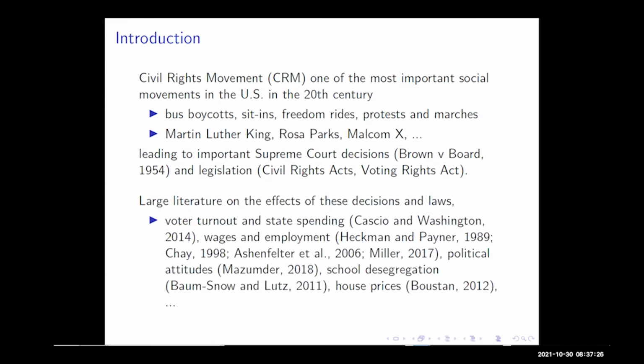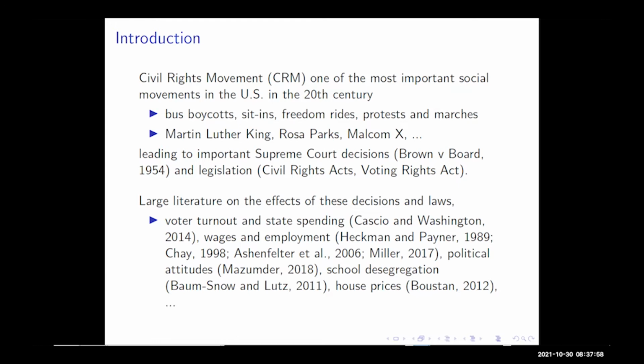So here is a very non-exhaustive list of some examples of papers that have studied the impacts of these decisions and these legislative changes, where people have looked at the impact on voter turnout and state spending on African Americans, the effect on wages and employment, which was a big one in particular with respect to the Civil Rights Act of 1964, political attitudes, school segregation, and so on.